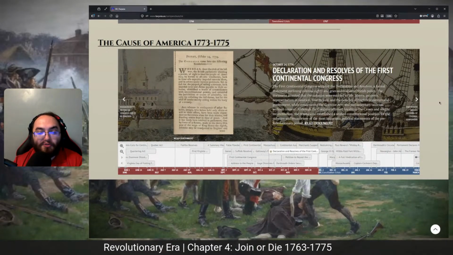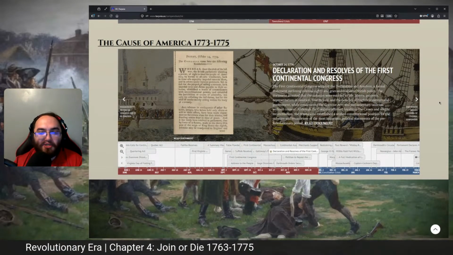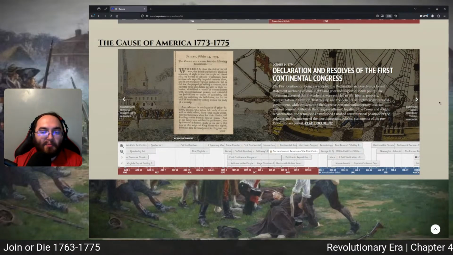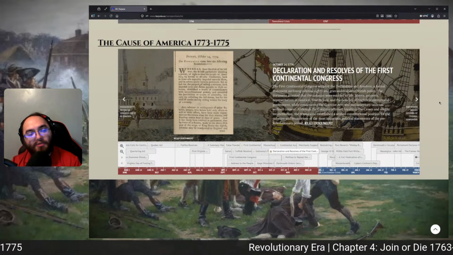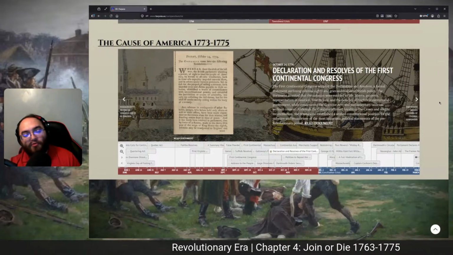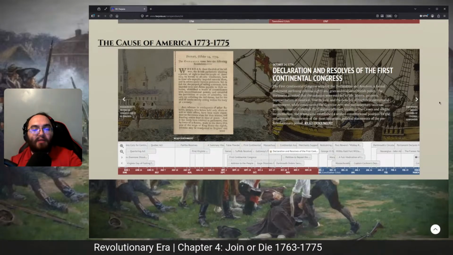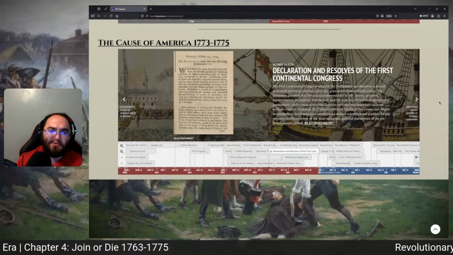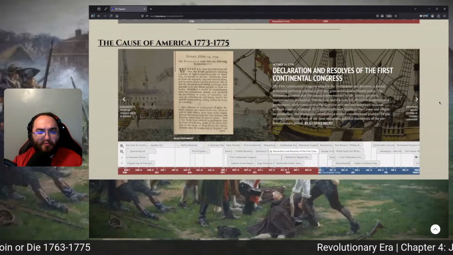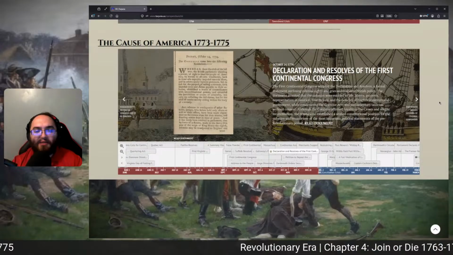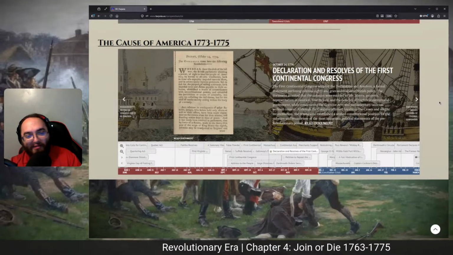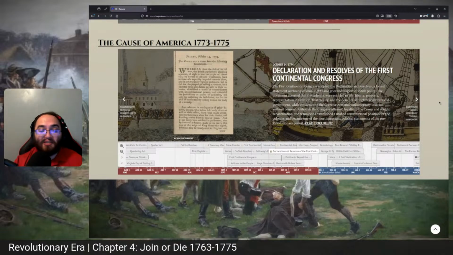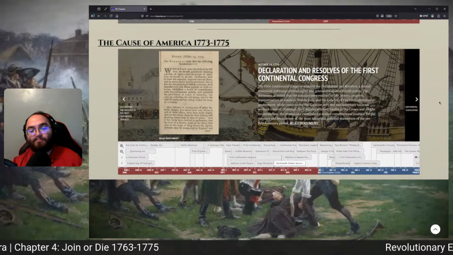And then the First Continental Congress will pass the Declaration and Resolves of the First Continental Congress. This is a precursor to the Declaration of Independence, where you have a list of grievances, and they're sending it to the king to resolve. Of course, under the Declaration of Independence, instead of sending the grievances for the king to resolve, it's notifying the king that because the grievances were not resolved, we are seceding from the British Empire.